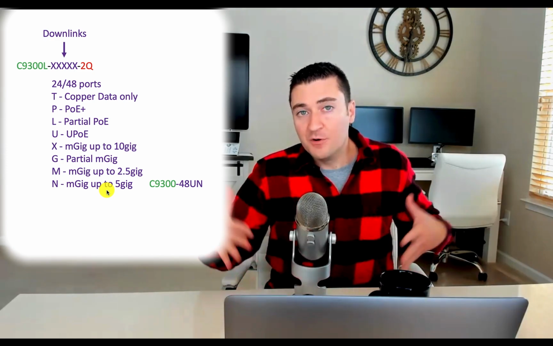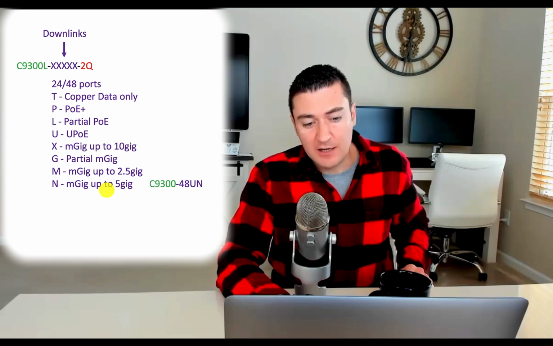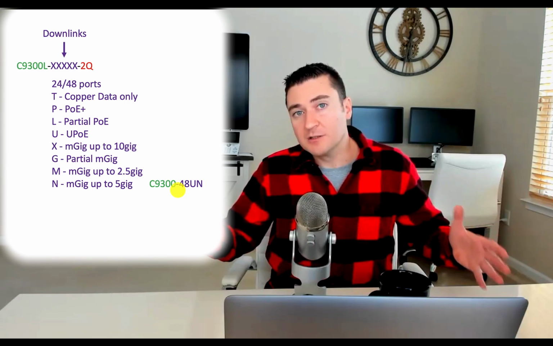If we look at N, N basically means that it's M gig up to 5 gigabits per second. So again, in our example here, 9300, 48U, UPOE, and all the ports are going to be able to do up to 5 gigabits per second.